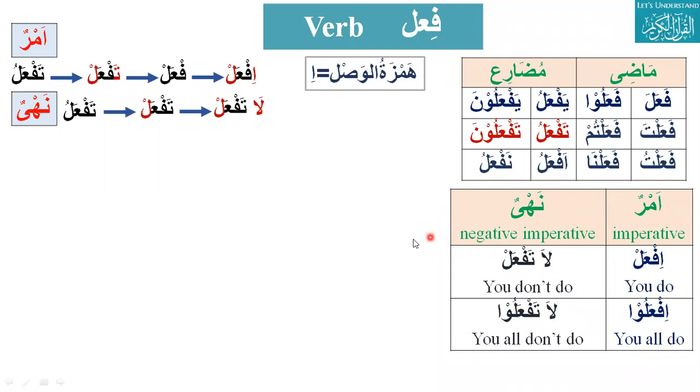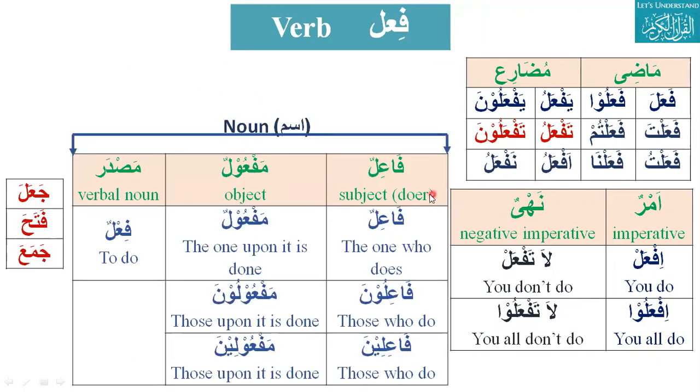Thank you very much, Tanjeen. You're welcome. So next thing is we have to add fa'il. First is madi, then mudare, amr, and nahi. Now fa'il and maf'ul. Fa'il means doer, subject, the one who does. Maf'ul is basically the thing which is affected by that doer, the one upon whom it is done.